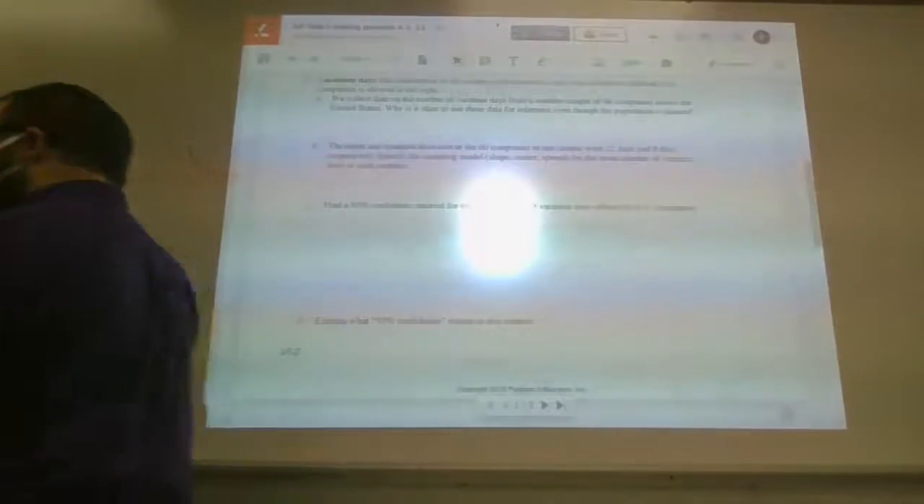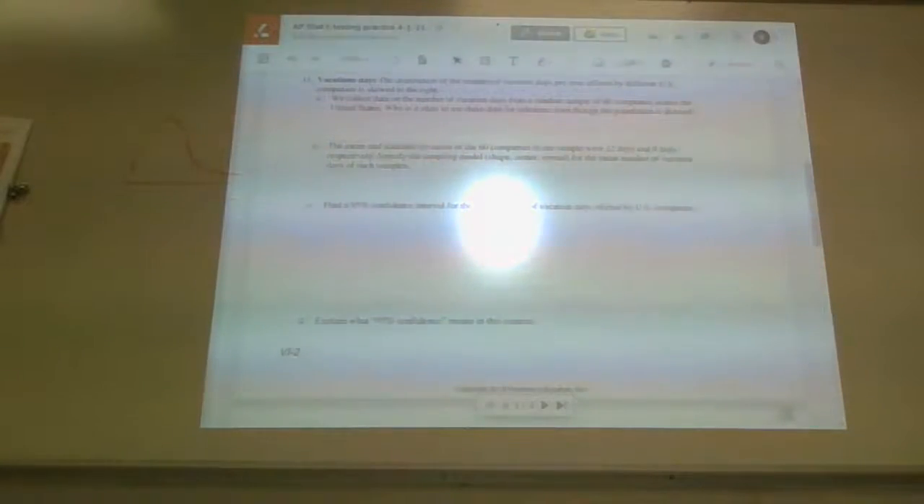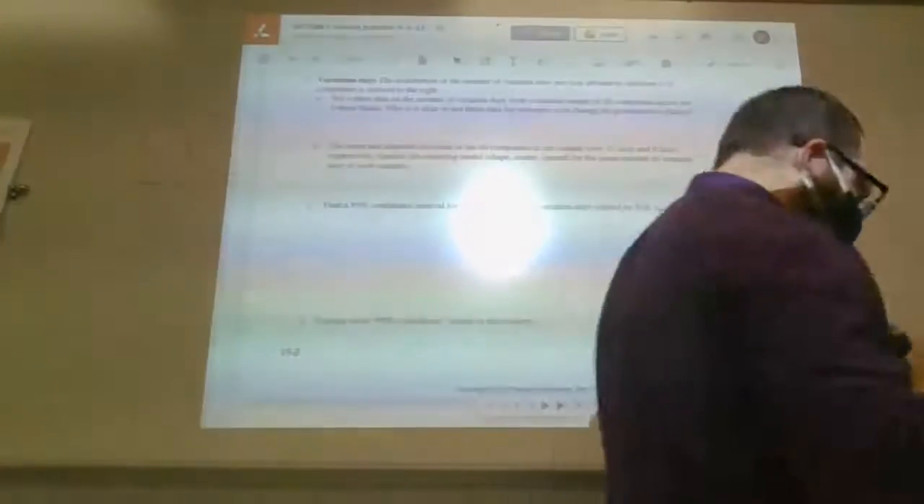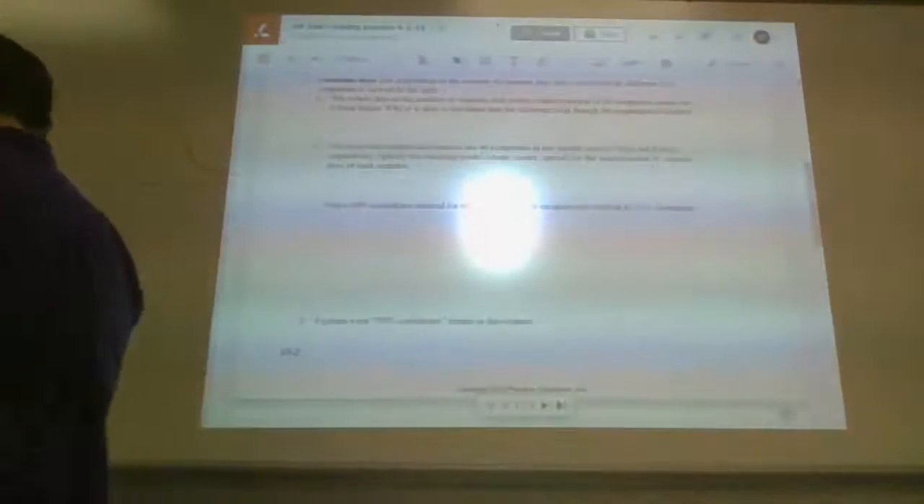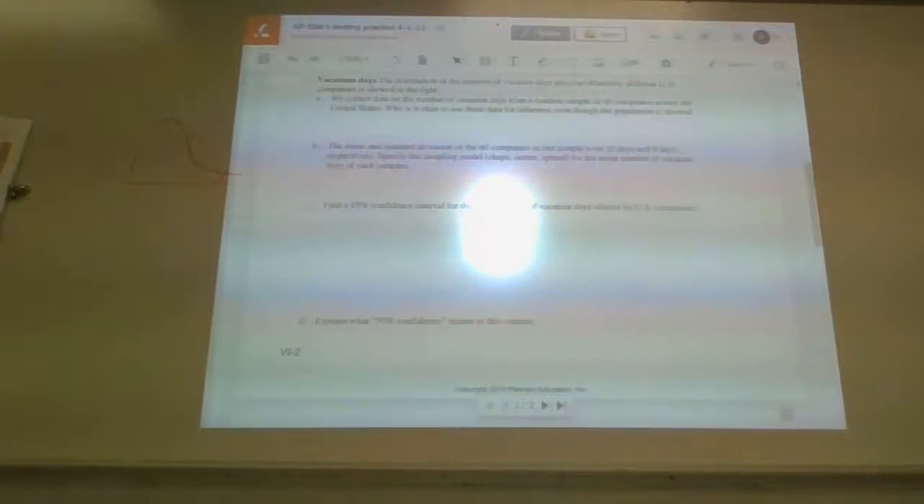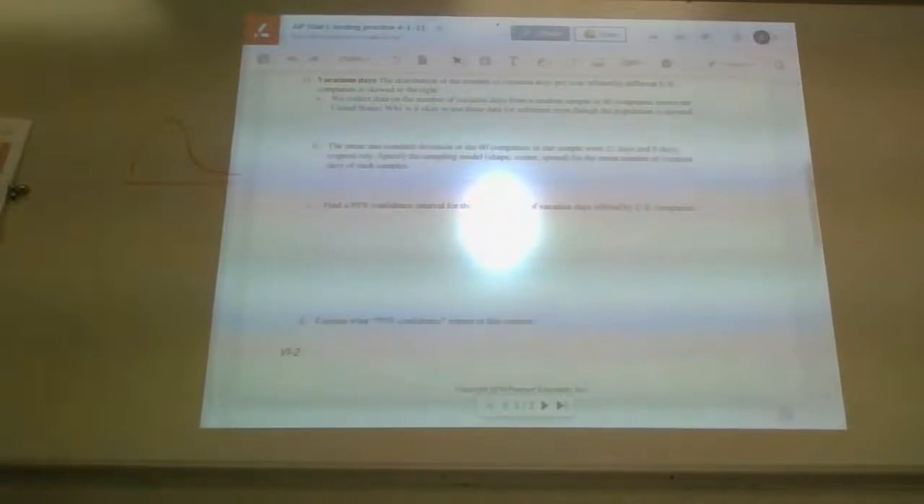Again, I like to try to figure this stuff out as I'm reading the problem, just because I like to compartmentalize and be able to write things down for later. Why is it okay to use these data for inference even though the population is skewed? Now, this is part of the conversation that I wanted to have today. The data is skewed. We're doing t-testing for this problem. I know for a fact that we're going to do t-testing for this problem because I told you we're going to do t-testing for this problem.